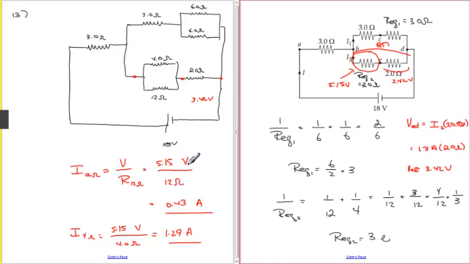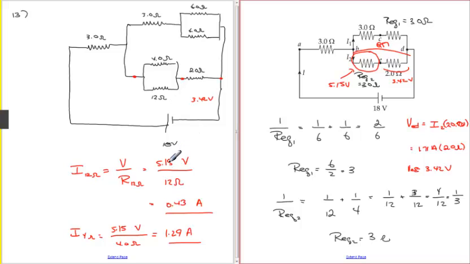Okay, with that voltage drop, then, using 5.15 volts across here, I get a current of 0.43 amps in the lower resistor, and if I do the upper resistor, I get 1.29 amps, and you add those together, and it works out correctly. And that's one reason that it's sometimes good to do an extra step or to try to confirm that what you've done is correct, because you find out where you've made mistakes.